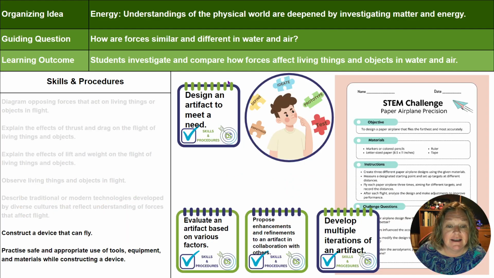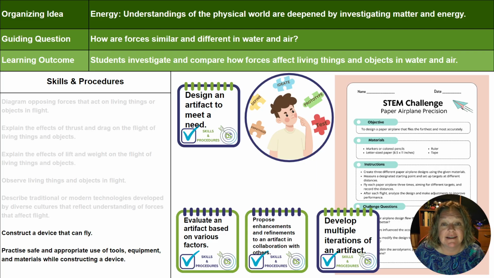So leading into, for example, doing a paper airplane STEM challenge, that's going to meet these skills and procedures within your energy unit. Construct a device that can fly. Paper airplane meets that need. Practice safe and appropriate use of tools. Definitely anytime we're doing any kind of project and creating, we can be covering that skill and procedure as well. So in addition to these energy pieces, we can draw in from computer sciences. We're designing an artifact. In this case, it's going to be a paper airplane.